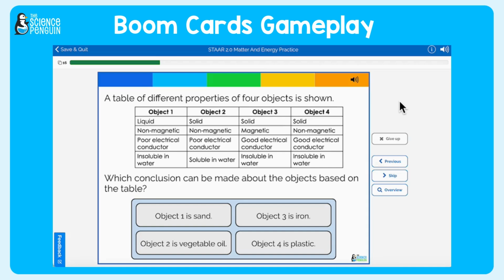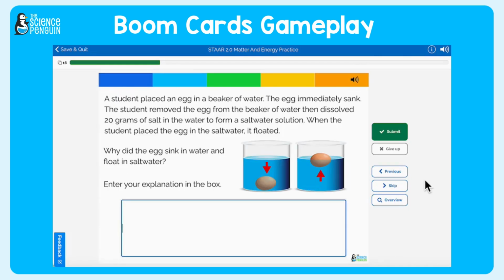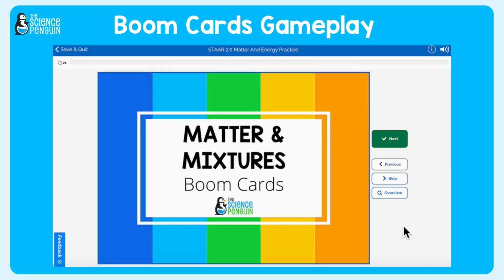Some questions function just like a regular multiple choice with 4 answers to choose from. Every single question in all of our sets has an area where you can click in the top right to have the question read aloud to you. There are also short constructed response questions in each set where students type their answer in the box. So as you can see, we've included the new STAR 2.0 item types when creating these Boom Card sets from the Science Penguin.